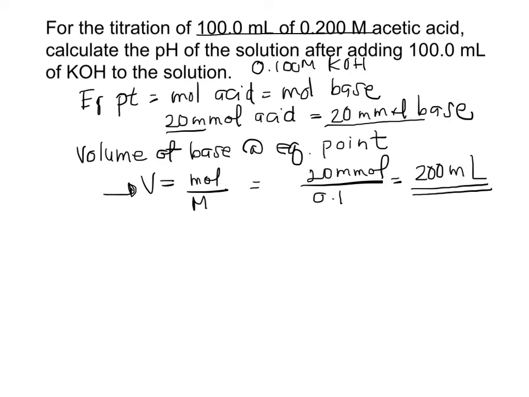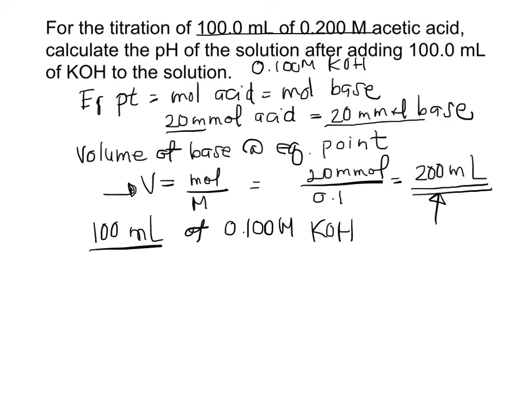Because for weak acids with strong bases, there's the half equivalence point that's pretty important as well. So the half equivalence point is just going to be half of this right here. So when I have a volume of 100 mL of my 0.1 molar base, which is my KOH, that lets me know that I'm at the half equivalence point.